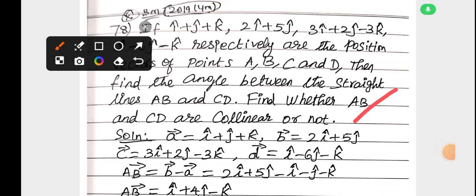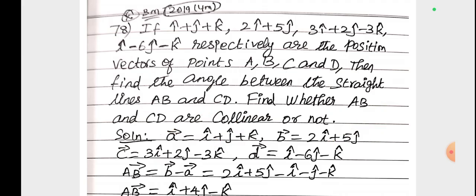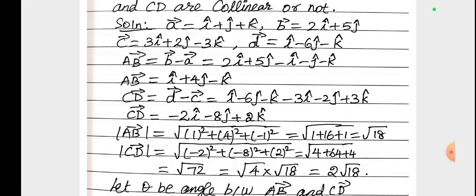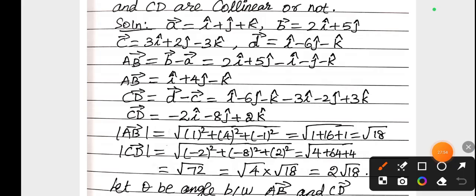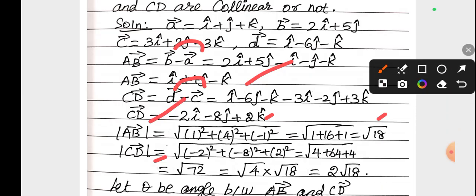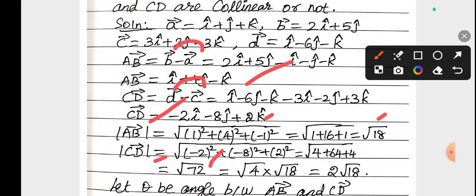So the A vector and B vector are given, and C vector, D vector. They have talked about the angle between the straight lines AB and CD. We have to find whether AB and CD are collinear or not. So literally find AB and CD, children, as usual. I'm not going to say each step. AB, you apply B minus A and get the AB vector. CD, you apply D minus C and get the CD vector, minus 2 i cap minus 8 j cap plus 2 k cap. For both, find the magnitude: first magnitude is root 18, second magnitude is root 72. Split, children, root 4 into root 18, 2 root 18.